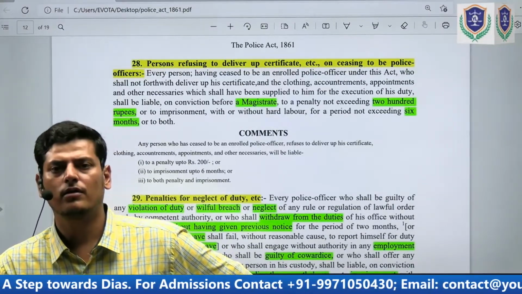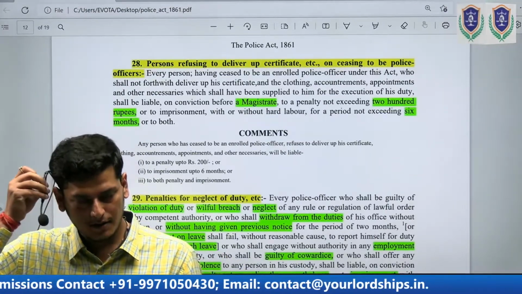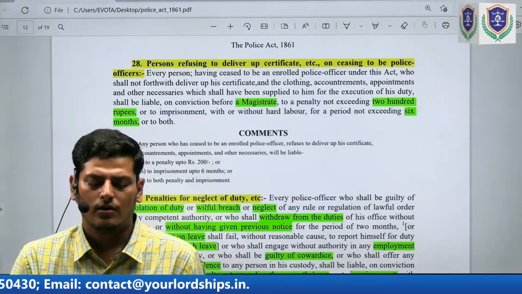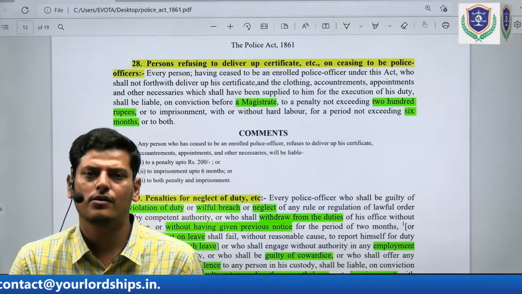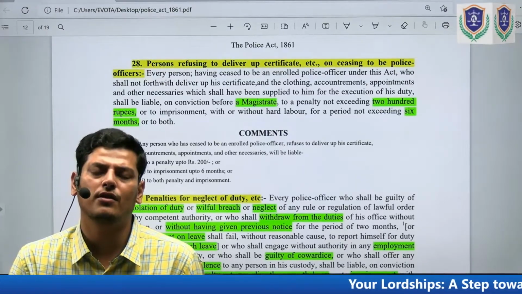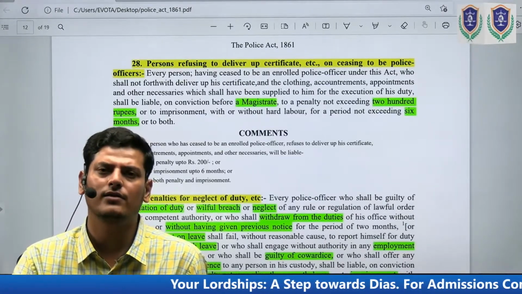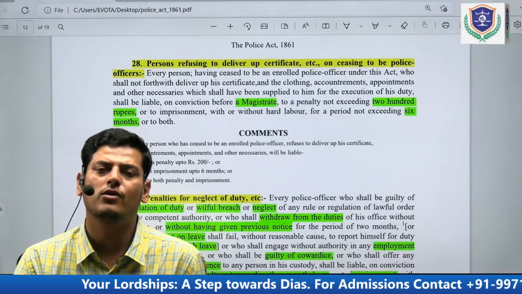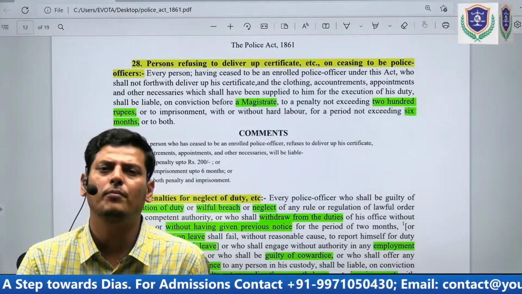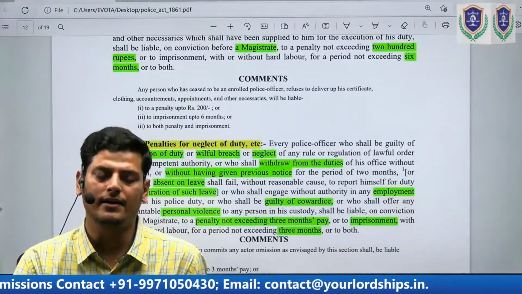When a person who was a police officer has ceased to be a police officer, and he refuses to deliver the certificate, or any uniform, necessaries, accoutrements, and so on, which was given to him to discharge his services, upon his ceasing he is required to return it. If he fails, then the magistrate may impose a penalty upon him not exceeding 200 rupees, or he may even be subjected to an imprisonment not exceeding 2 months. So this has been provided under section 28.